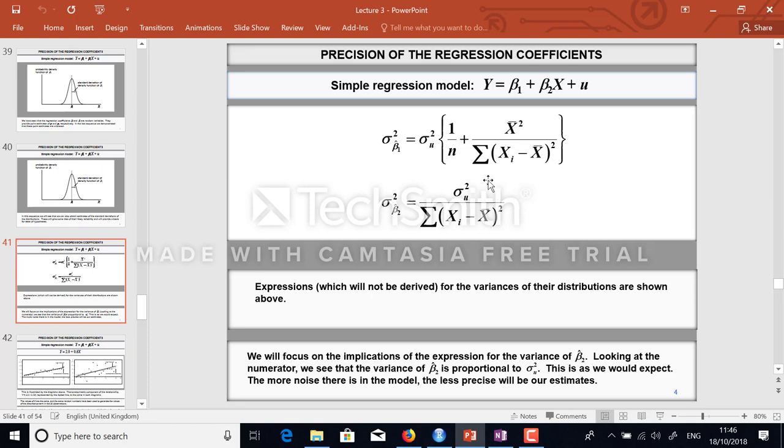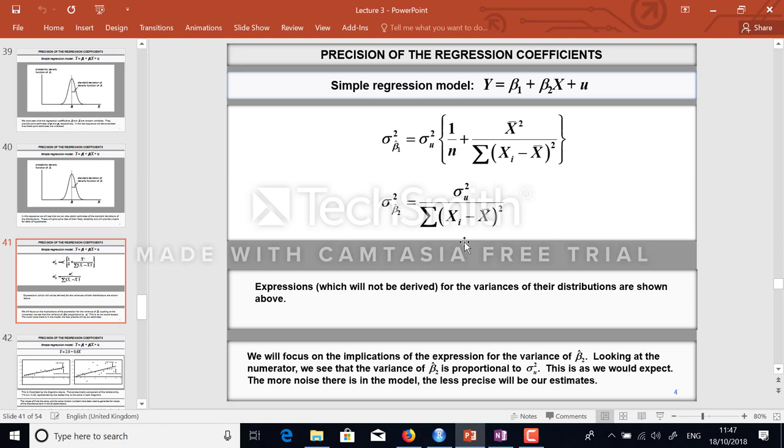So that means our sigma ui squared will be higher. Sigma u squared is basically the variance of the error term. As this goes up, naturally the variance of beta goes up because it's in the numerator. However, if the variance in x's goes up, the variance of betas goes down.